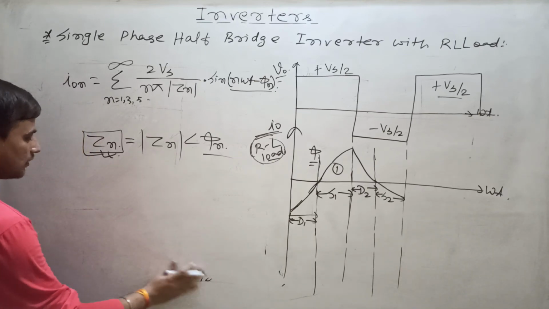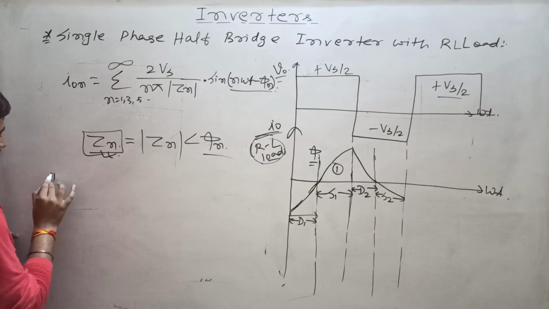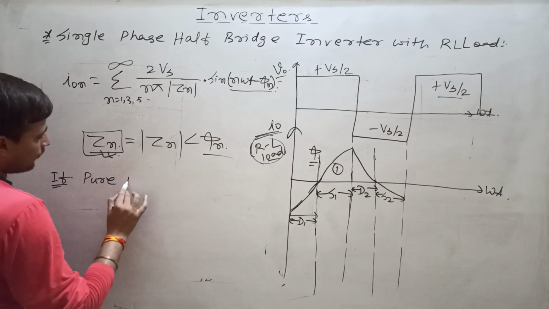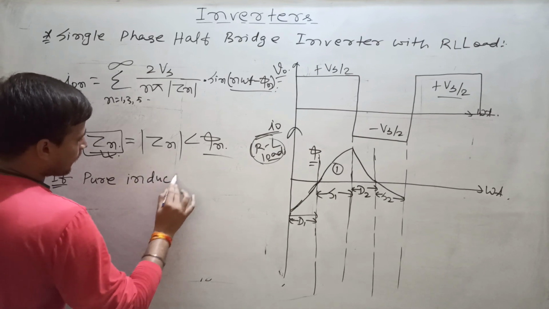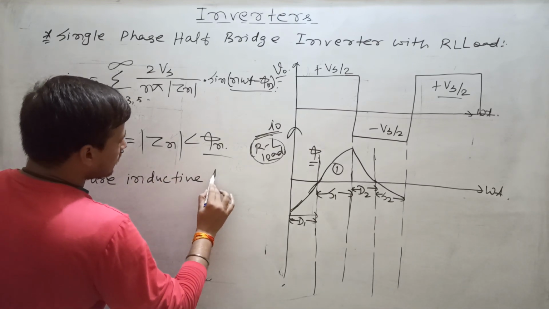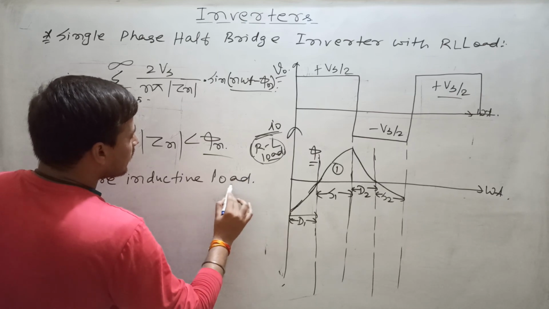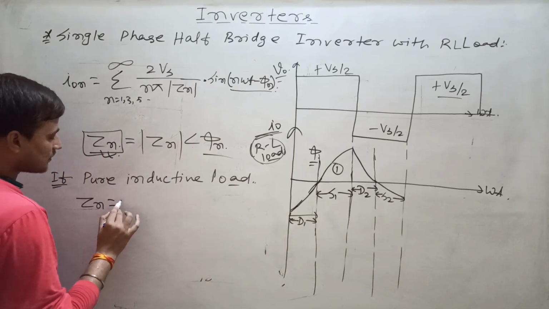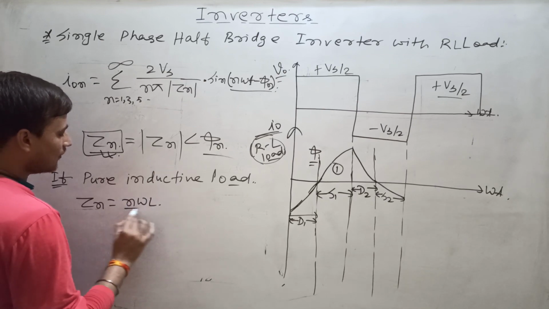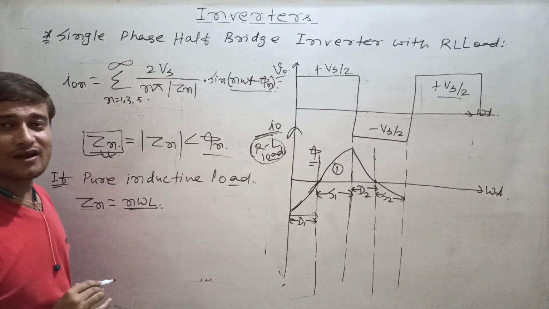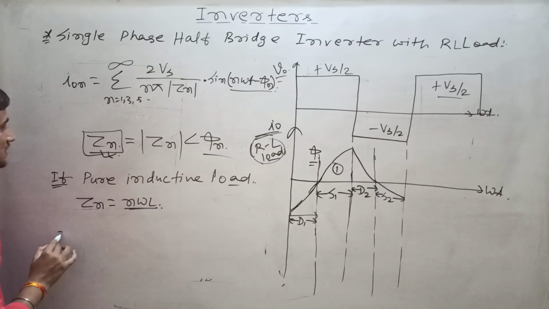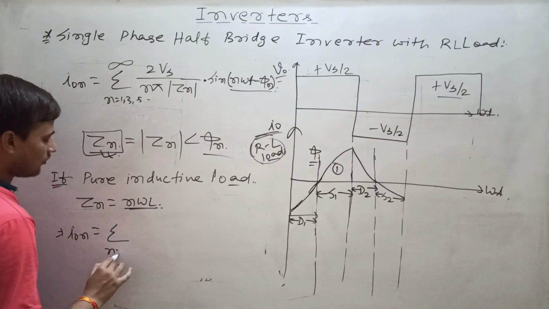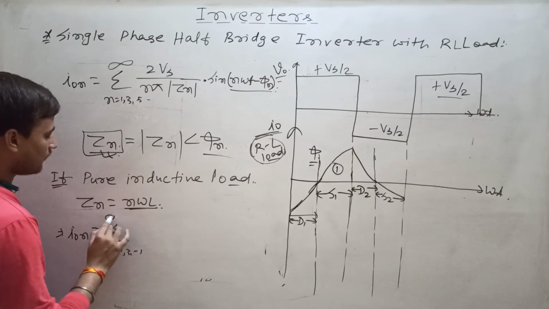Clear? RL load. Now if a pure reactive load, a pure inductive load is taken, then what will you write? Zn will be written as n omega L. That means i0 can be written as sigma n equal to 1, 3, 5 up to infinity.